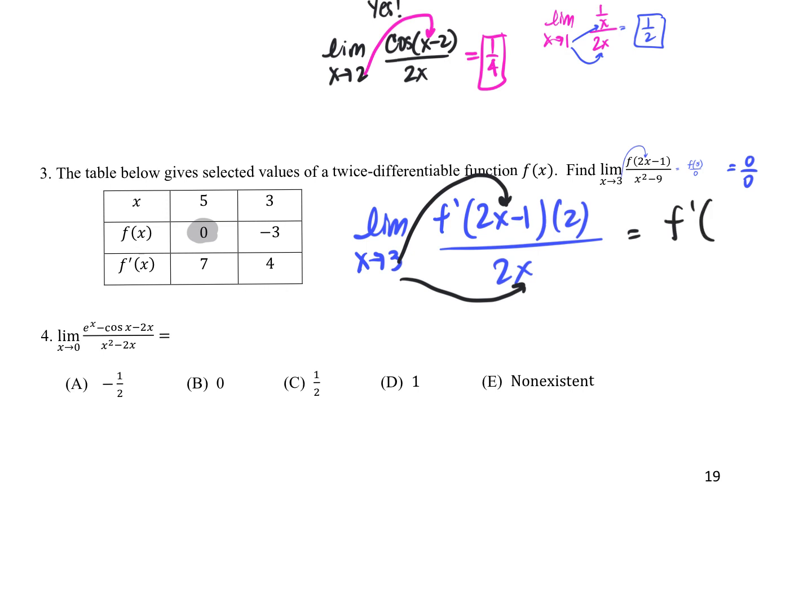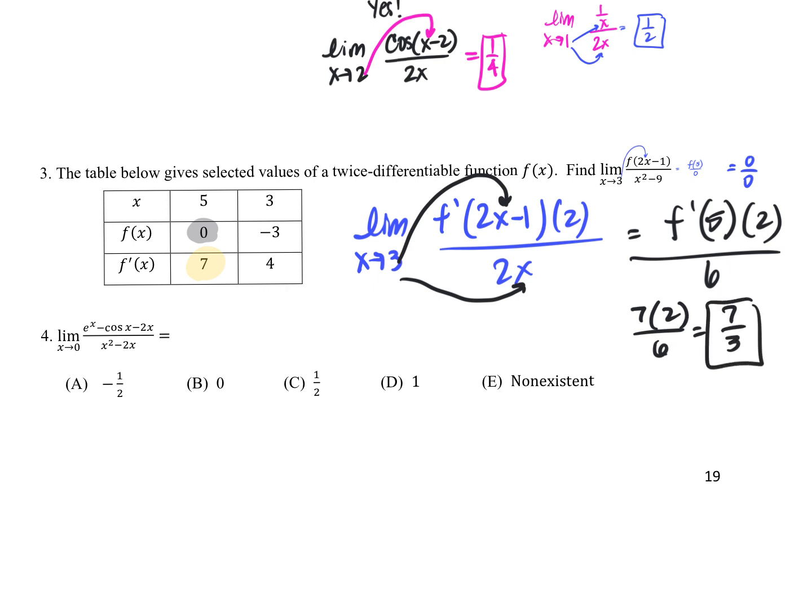We'd have f prime of how much? f prime of 5. Then we'll multiply that by 2, and then we'll have that all over 6. Does that seem right? Do we know what f prime of 5 is? 7 times that 2 over 6. Final answer? 14/6, which is the same as 7/3.